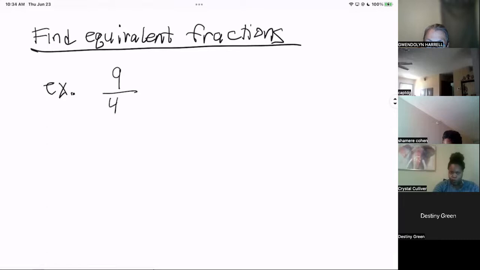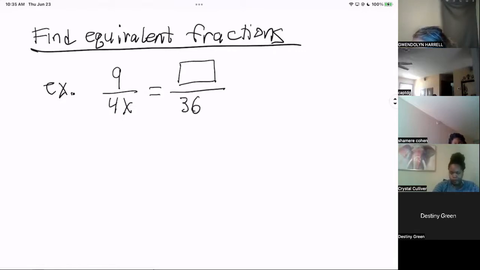Nine over 4x is equal to, I'm going to put a big box. That's what we have to answer, the box. The box we have to put an answer in, 36x. We had to figure out what goes in my box.